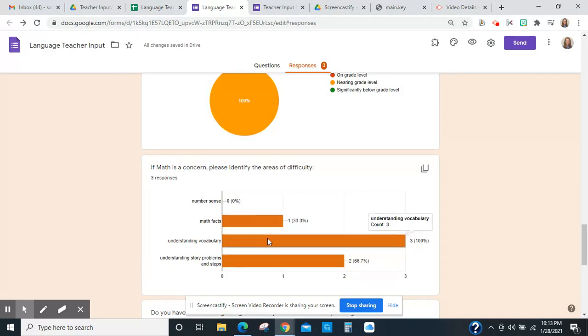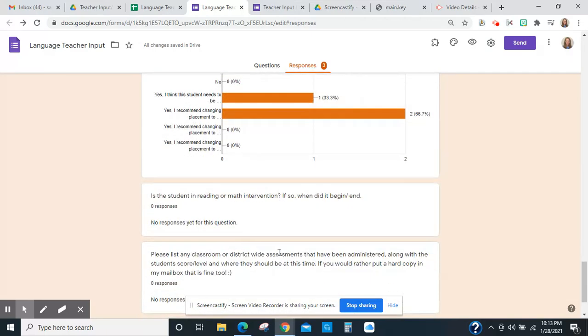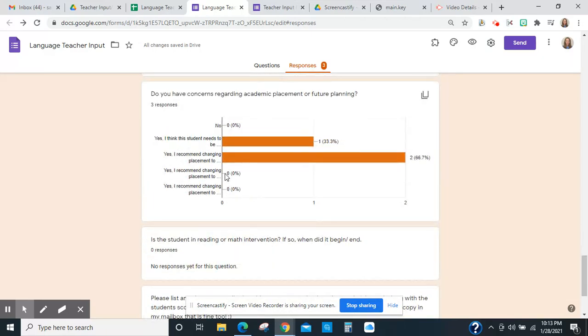And here are the areas of concern. 1 person stated the student had difficulty with their math facts. All 3 people that completed the form stated the student had difficulty with understanding vocabulary, and 2 people stated that story problems were difficult. This right here lists whether or not the teachers believe the student is in the right placement, or if they need to be monitored closely, or if they are ready to graduate to the gen ed classroom.